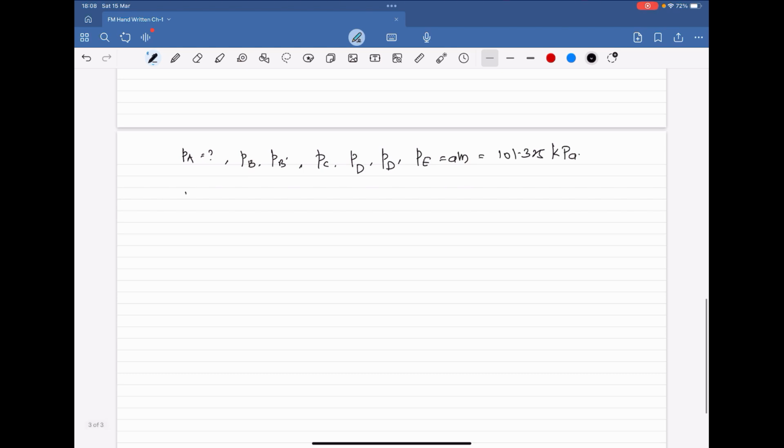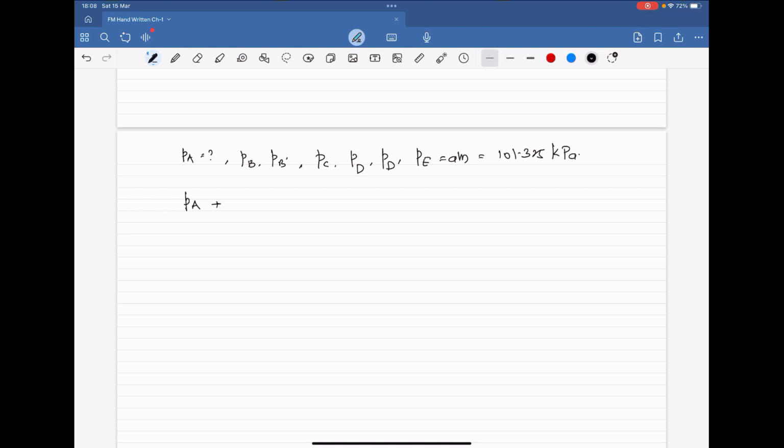Now let us say PA. That pressure we don't know. Let us move from PA to B. B is at what height of PA, or what depth of PA? It is 50 centimeters. That means PA plus PB.